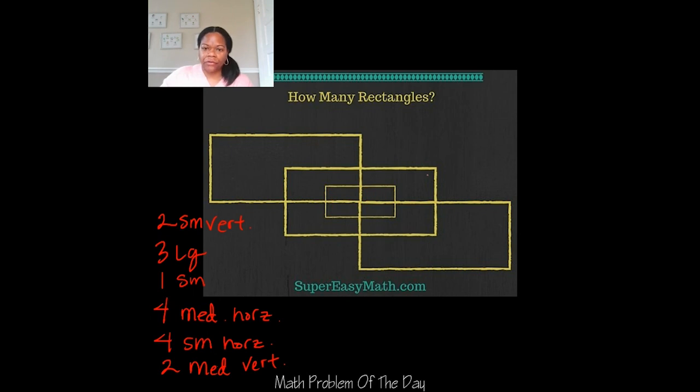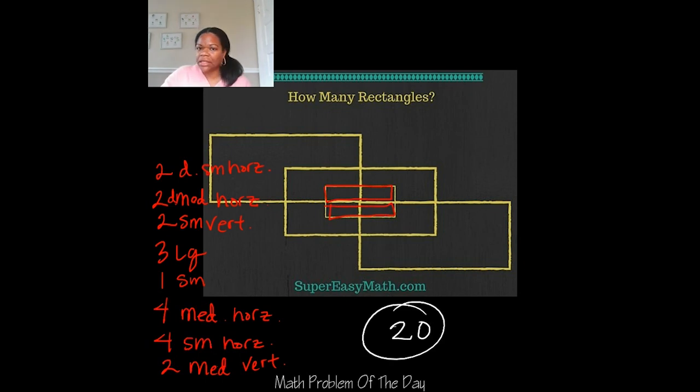And another rectangle, which wasn't so obvious to me at first, were these longer ones, which are made up of 2 of the smaller portions, or you could think of it as halving the larger one. Either way is fine. So I'm gonna call that 2 double medium horizontal. And then similarly, we have 2 double small horizontal. So as a whole, that gives us 20 rectangles.